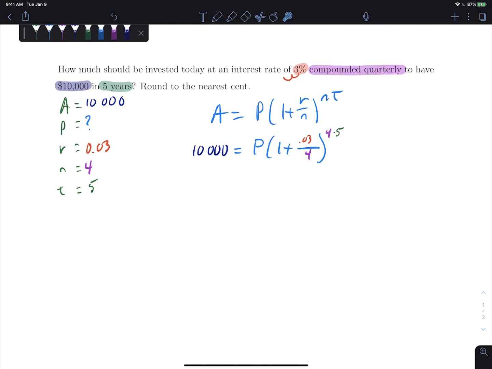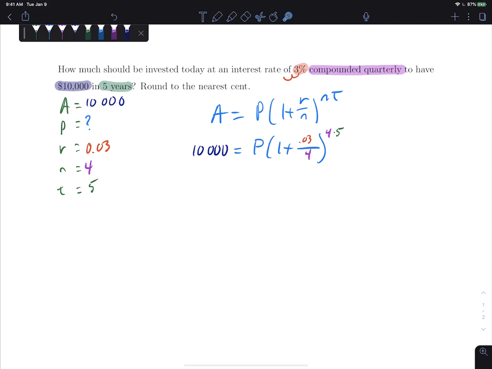Fantastic. At this point, we need to solve for P. That means that we would divide everything by whatever is right here. Notice that all of this is just one big number. You can type that into your calculator if you want. And when you do so, you get, first of all, parentheses 1 plus 0.03 over 4, all to the 4 times 5.